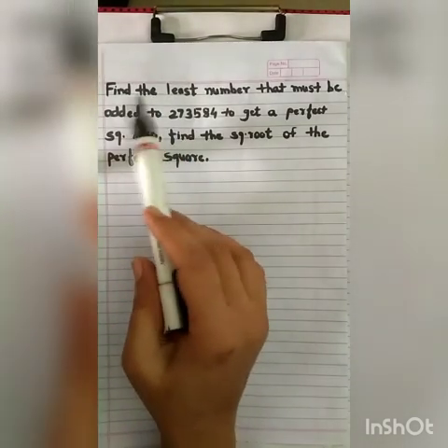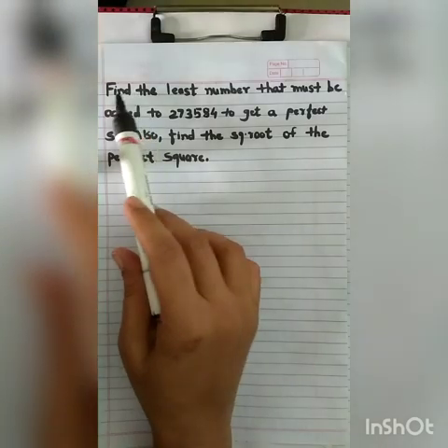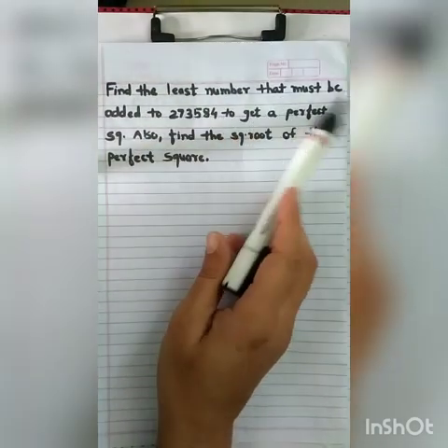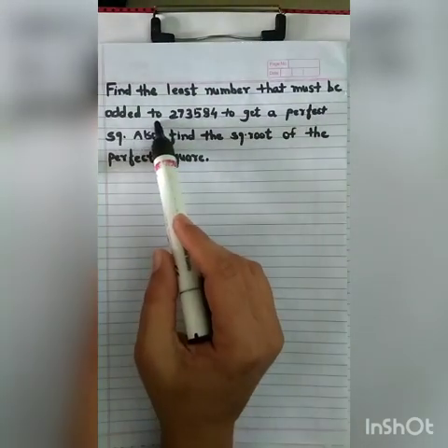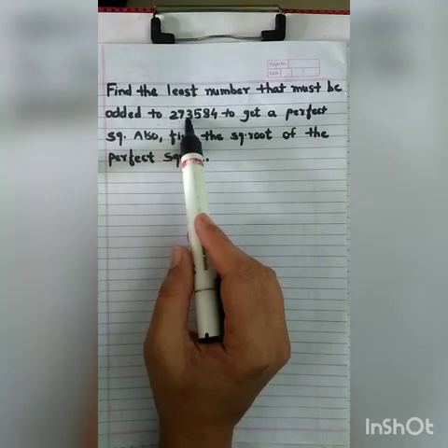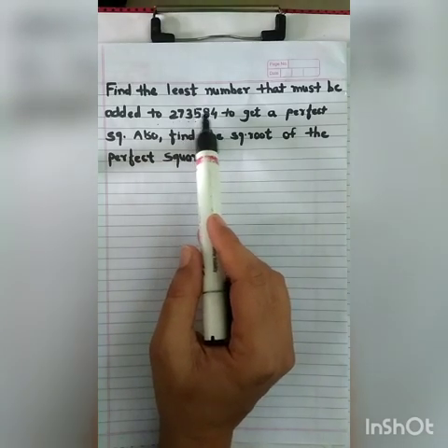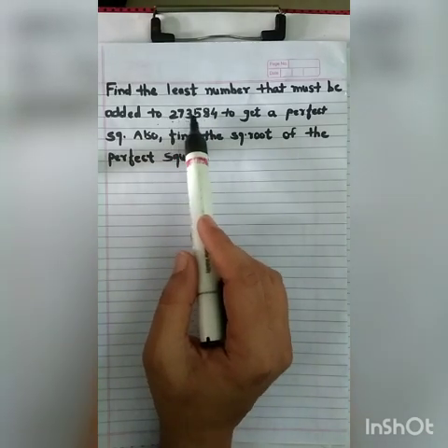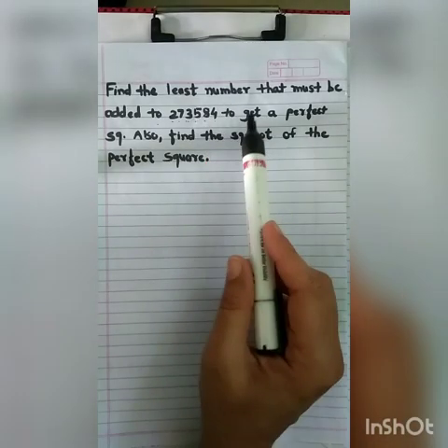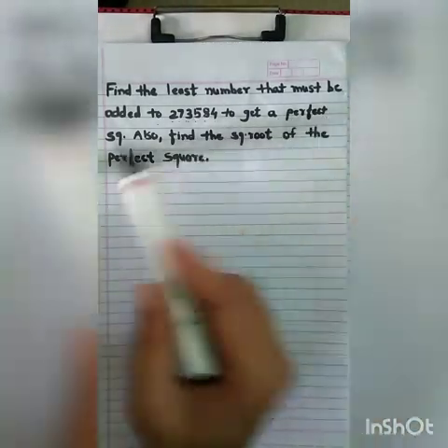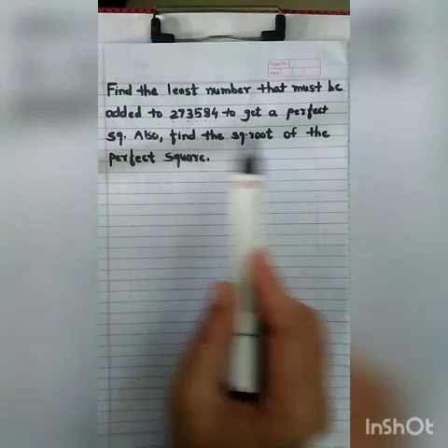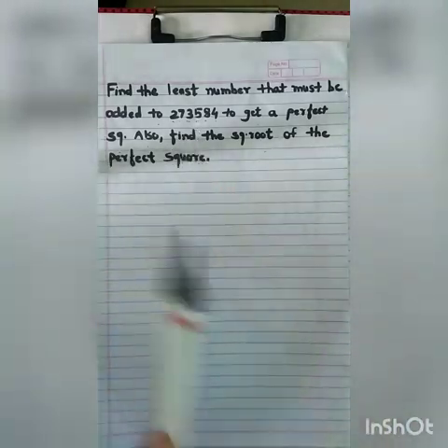Let's see the sum of addition. Find the least number that must be added to 273,584, which is 2,73,584, to get a perfect square. Also find the square root of the perfect square.